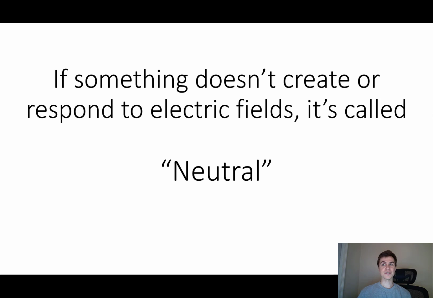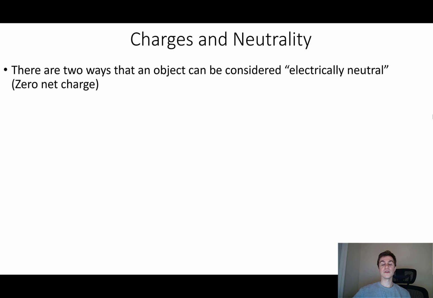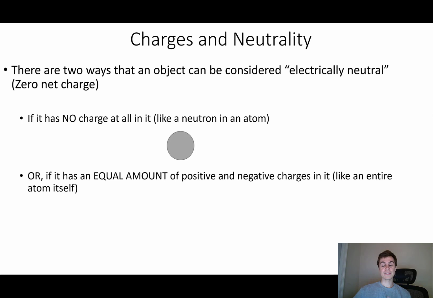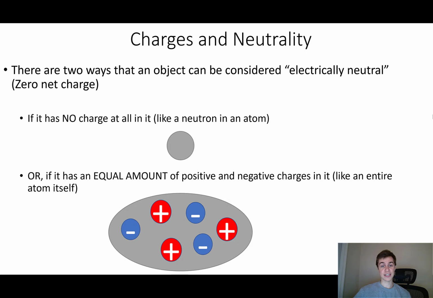So if something doesn't create or respond to electric fields, we call it neutral. And there are two different ways for something to be neutral. The first way, the easiest way, is for it to just have no charge at all, like a neutron in an atom. It just doesn't have any charge. Or it could have an equal amount of positives and negatives inside it, in which case it does have some positive and negative parts, but it's overall electrically neutral.